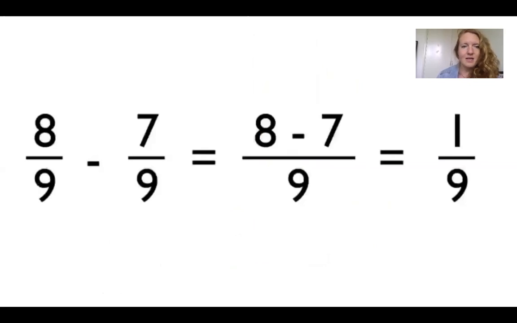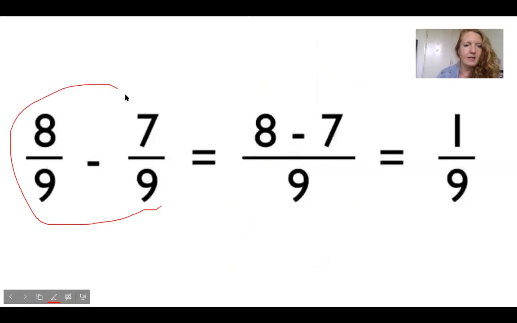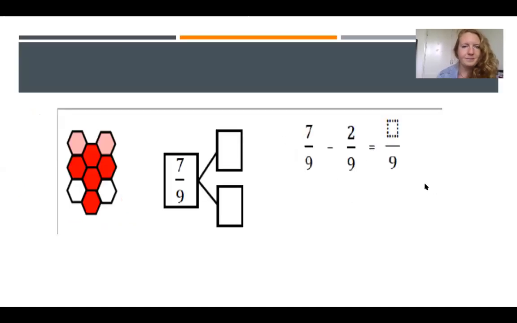So here's another example of it. Our original equation, we had 8/9 take away 7/9. Now you can show it like this as well because this is saying the same thing. You only want to take away from the numerator. So 8 take away 7 is equal to 1, and we keep our denominator.